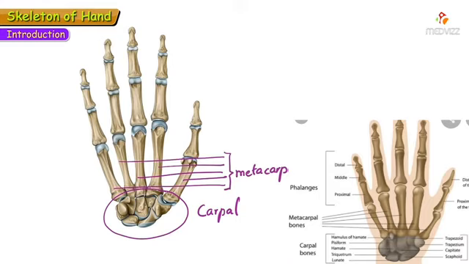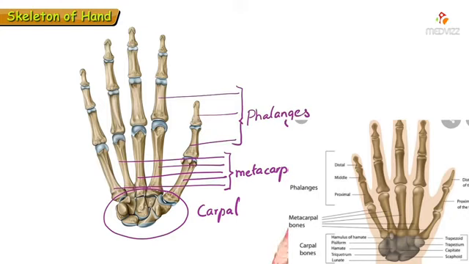Distal to the metacarpal bones, the bones which are present in the fingers are known as phalanges. So all these are phalanges which are present in each finger. So first we shall discuss the carpal bones.